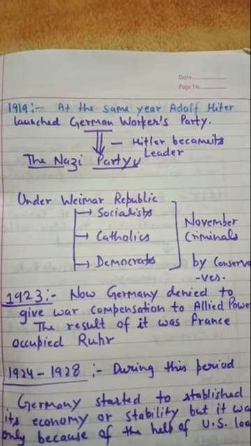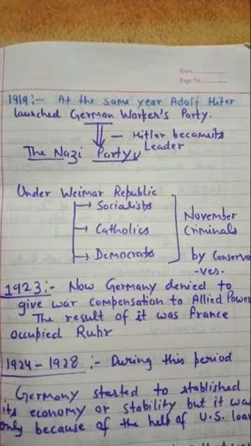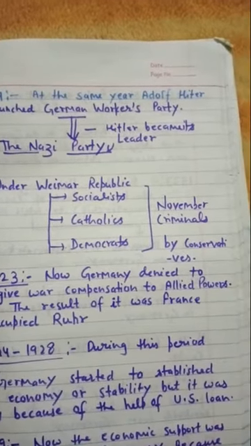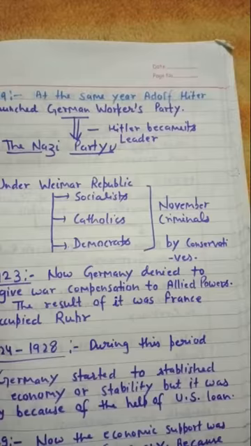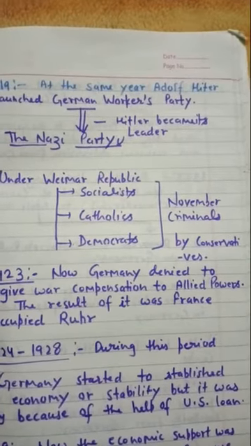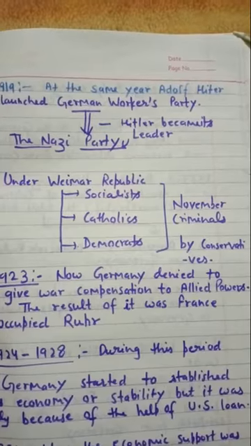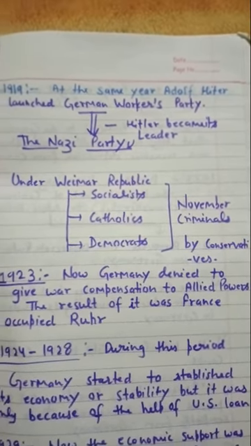Now, under the Weimar Republic, socialists, Catholics, and Democrats were involved in Germany. The conservatives called all the Weimar Republic followers, which included socialists, Catholics and Democrats, November criminals.